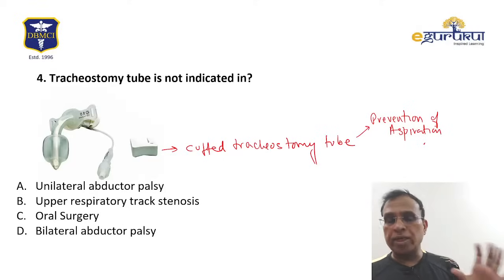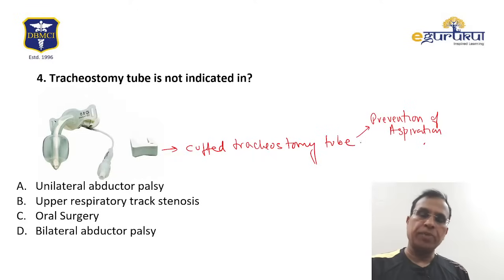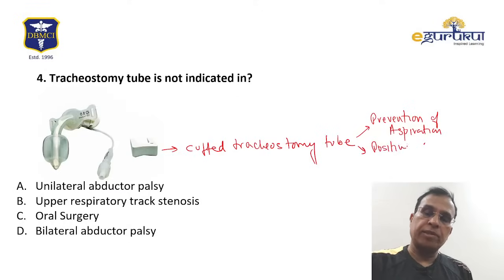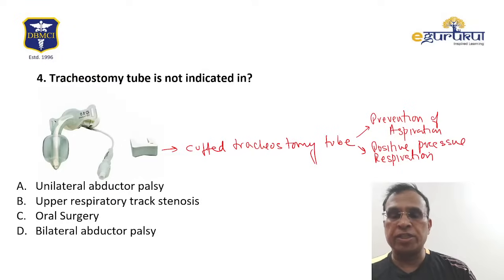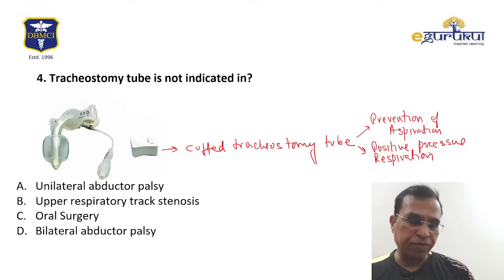because a normal uncuffed tracheostomy tube cannot prevent aspiration, and the second thing is to give positive pressure ventilation, positive pressure respiration or ventilation, whatever you call it. This is usually done with a CPAP machine, like in people suffering from obstructive sleep apnea syndrome. In those patients you have to give positive pressure ventilation. For that also you will need a cuffed tracheostomy. So these are the 2 most important indications for a cuffed tracheostomy tube. In all other indications we can use an uncuffed tracheostomy tube.